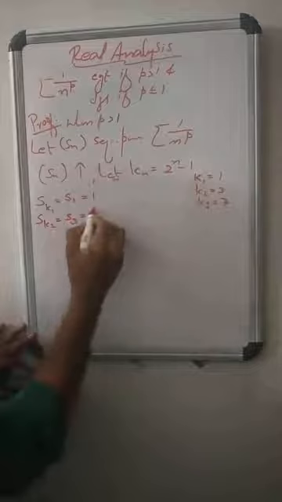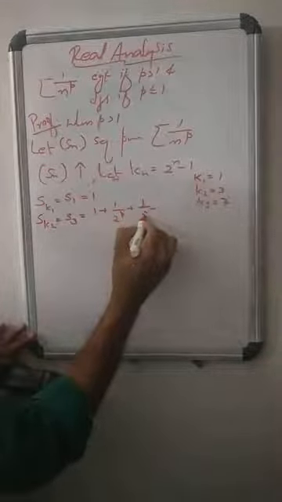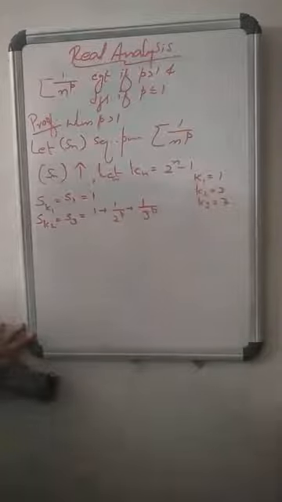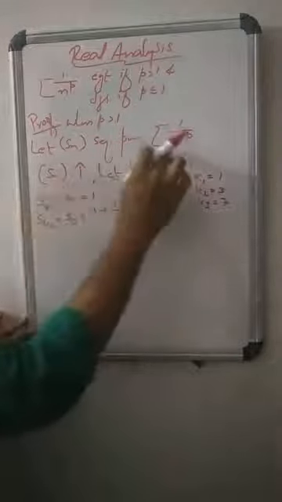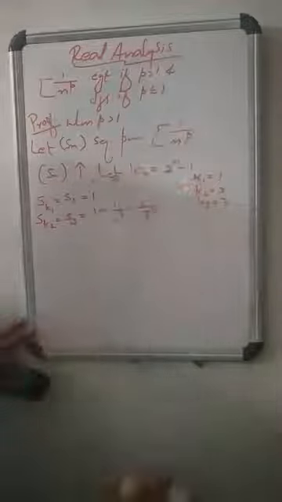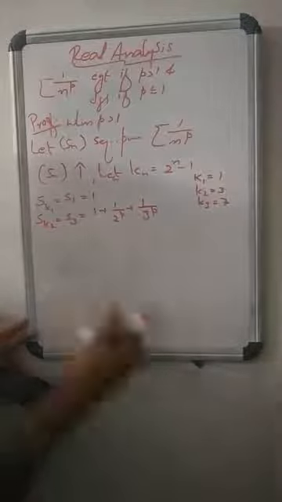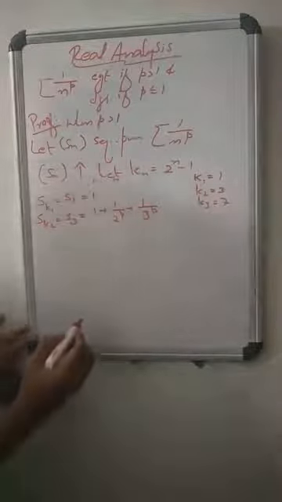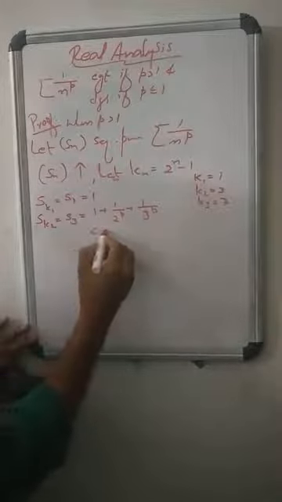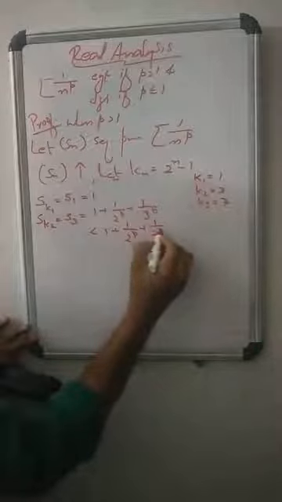S3, what is S3? It is 1 plus 1 by 2 power p plus 1 by 3 power p. This is S3. Now Sn, what is Sn? 1 plus 1 by 2 power p plus 1 by 3 power p plus etc. plus 1 by n power p. That is Sn. So S3 is 1 plus 1 by 2 power p plus 1 by 3 power p, so it is strictly less than 1 plus 1 by 2 power p plus 1 by 2 power p.